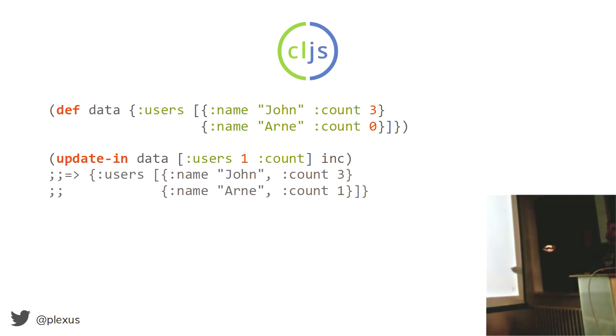And so this doesn't update this in place, because it never does in ClojureScript. Once you have a value, once you have a data structure, you never change anything inside that, but you get a new value back with that count increased by 1.